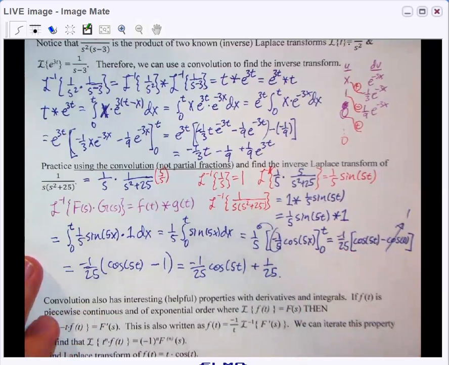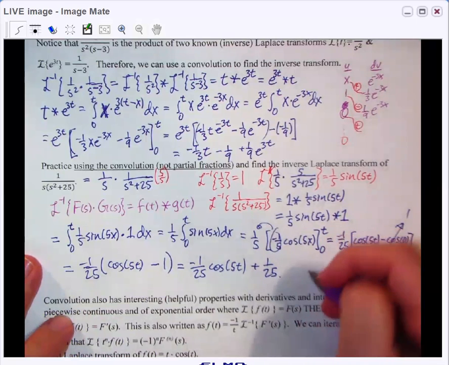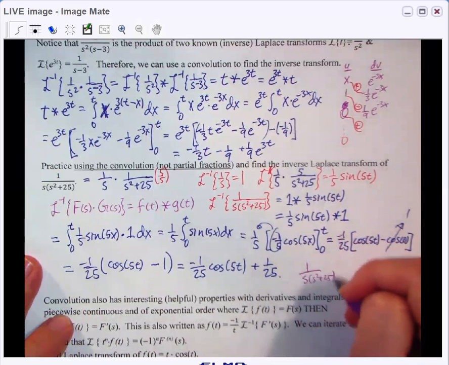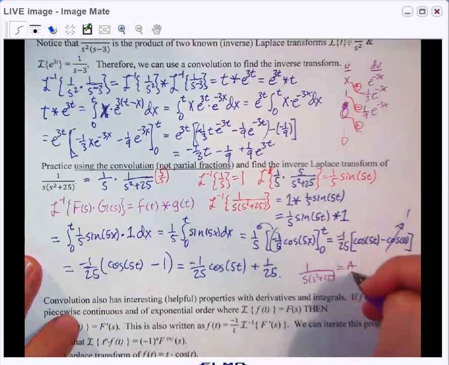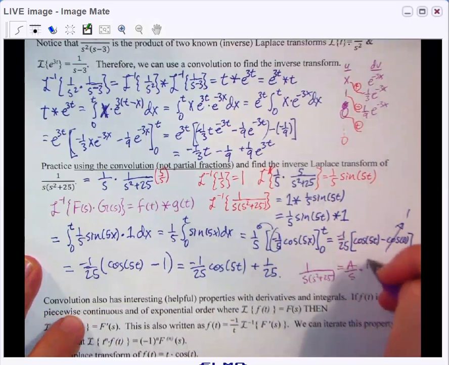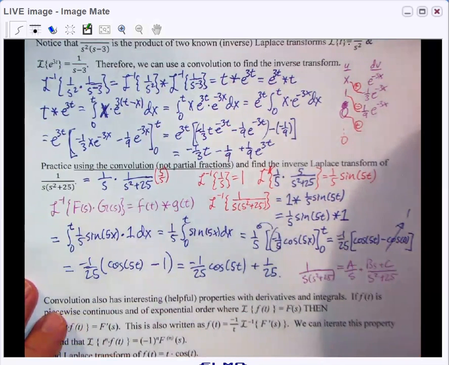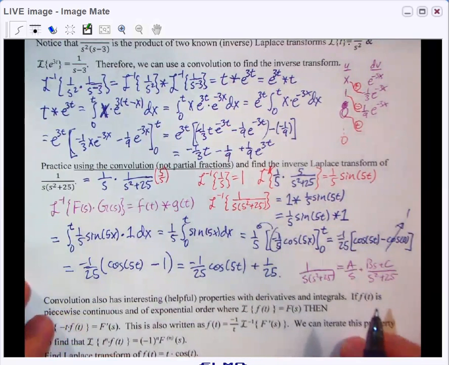All right. Now, if we wanted to do this the partial fraction way, we would have had to first start with 1 over s times s squared plus 25, and would have had to break it down as A over s plus Bs plus C all over s squared plus 25, and gone from that way. So hopefully you'll see that the convolution can save us some work. So it's a good tool to have in your tool belt.